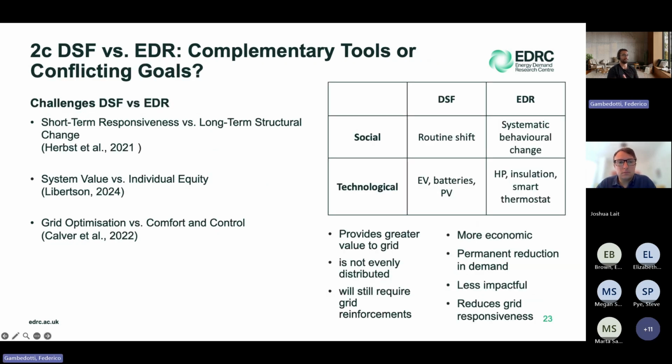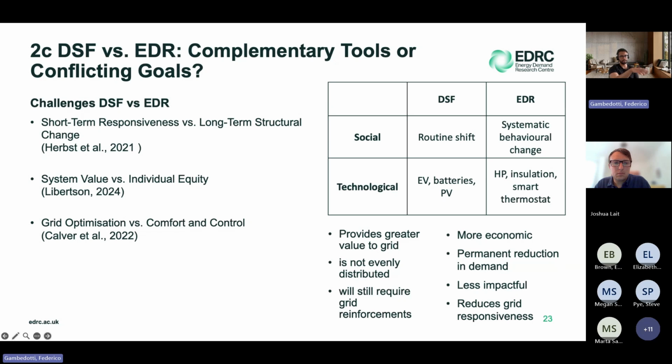So there are 3 key differences between the 2, in my opinion. There is a difference from a temporal perspective. Demand side flexibility works very well in the short term, but in the long term, we still need structural changes to ensure that energy demand is used in a more efficient way and optimized so that we can reduce the baseload consumption. Then there is a difference between the value provided to the grid and the value provided to individuals. And then there is a difference between optimization and comfort, which I already touched upon.